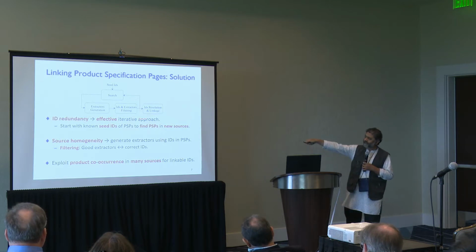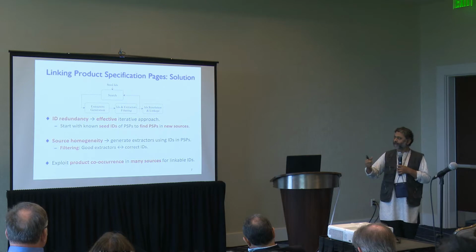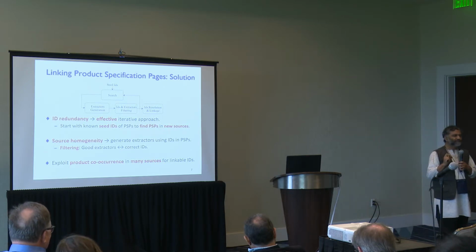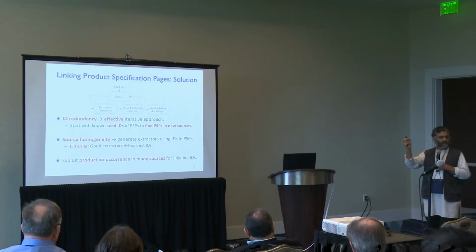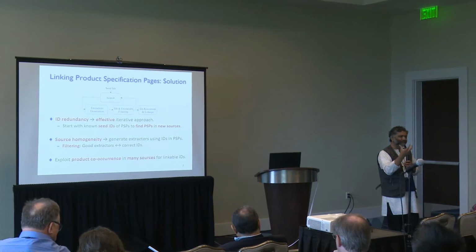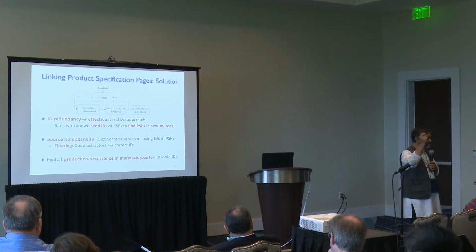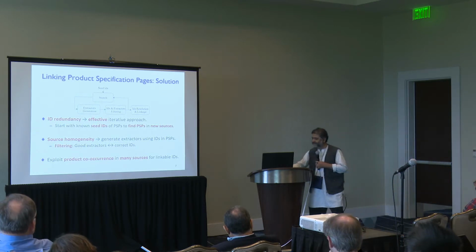And finally, we used an idea of product co-occurrences to be able, across different sources, to find linkable IDs. And the reason for this is there are IDs of many types. Things that are global, but there are also local IDs provided by each source, and these are not really supposed to be linked across sources. So you want to filter those IDs out as well, and we were able to do this using some interesting techniques.